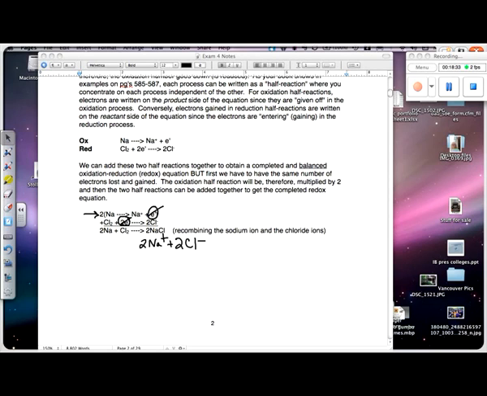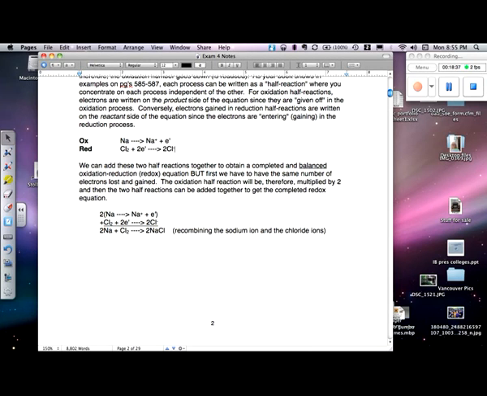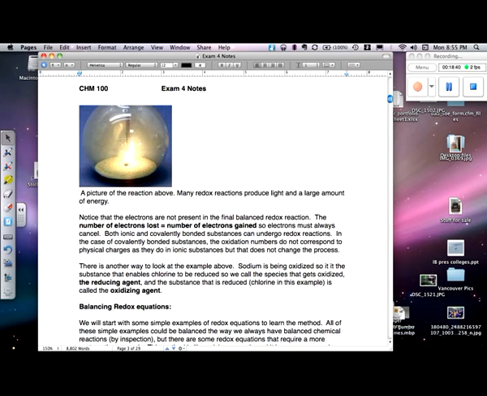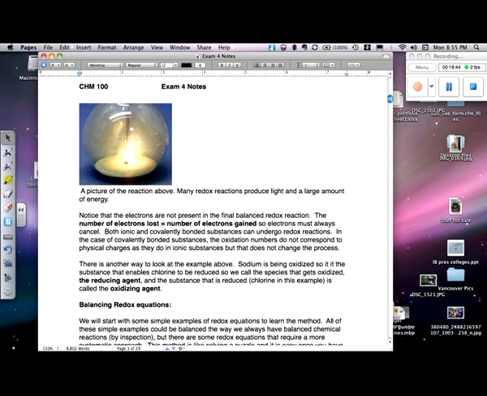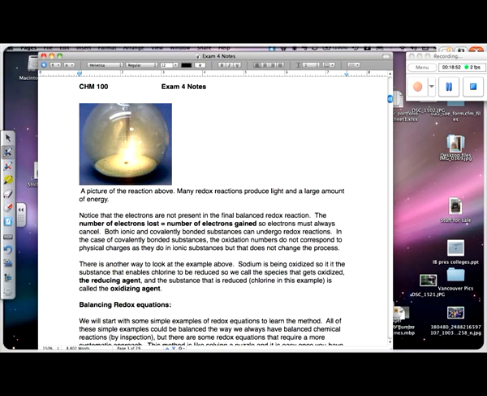Now, making sodium chloride from its elements, sodium and chlorine, is quite energetic, and there is a picture of it happening in this flask. Many redox reactions produce light and a large amount of energy. We use redox reactions every day in our electron transport system. Many of our bodily biochemical reactions involve changes in electrons. Batteries: pretty much anything involving electricity is a redox reaction. Batteries, especially in these hybrid cars, are redox reactions. So very, very important. Batteries in a gasoline-powered car are also redox reactions. So it's a very important class of reactions.